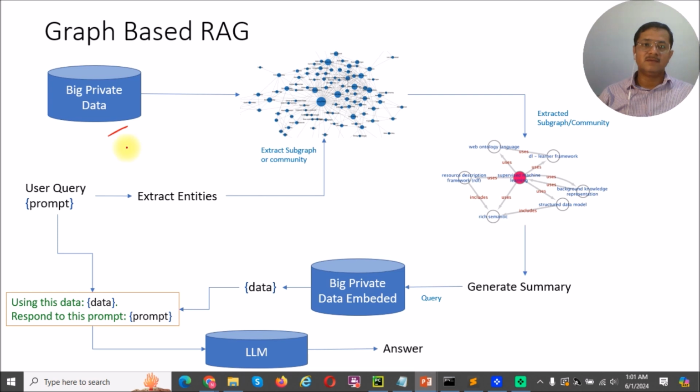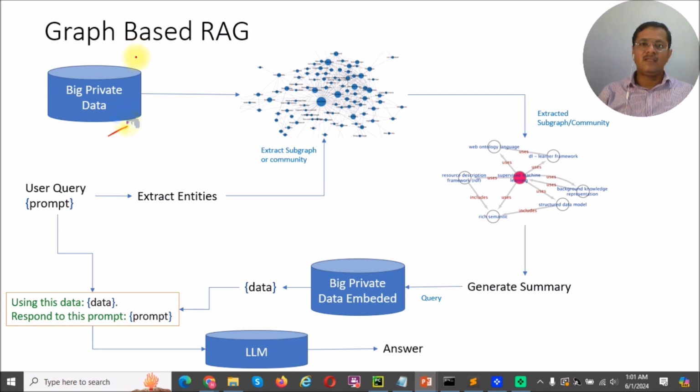So what is the solution? The solution is graph-based RAG. There are a lot of methods developed in the area of graph-based RAG, so I will just give you the basic pipeline that almost all methods in this area are using.